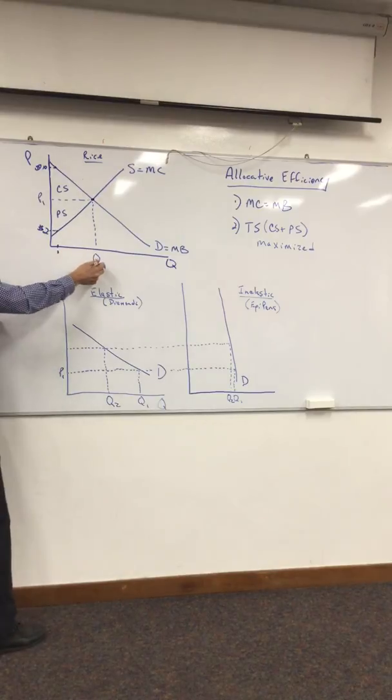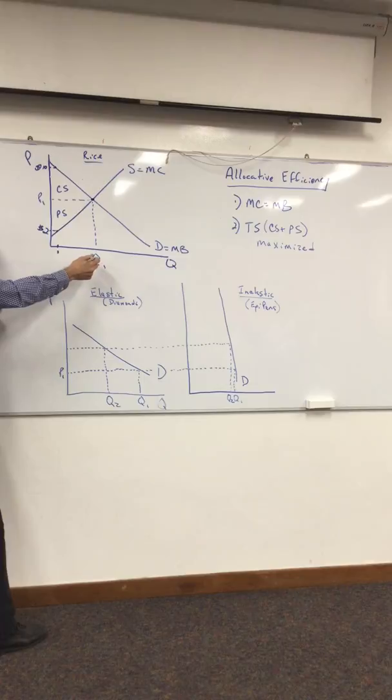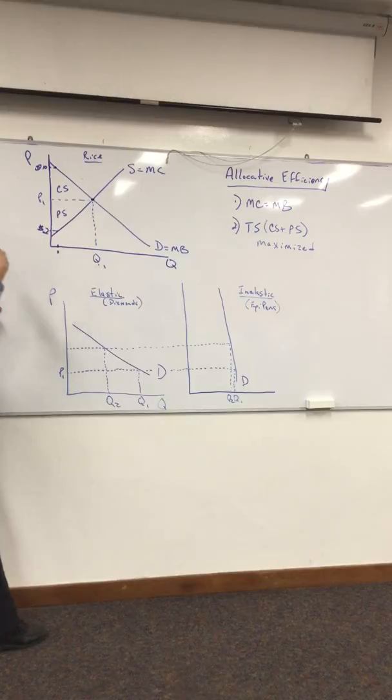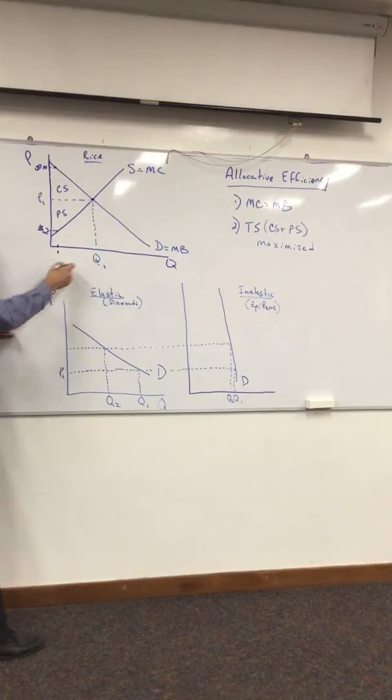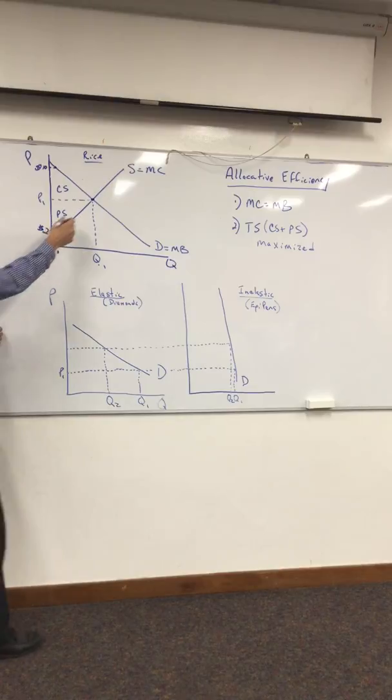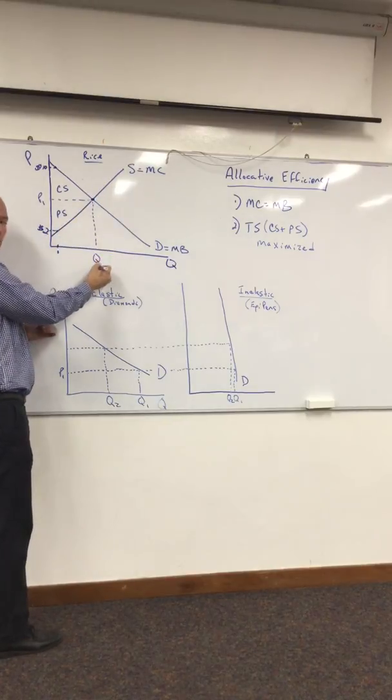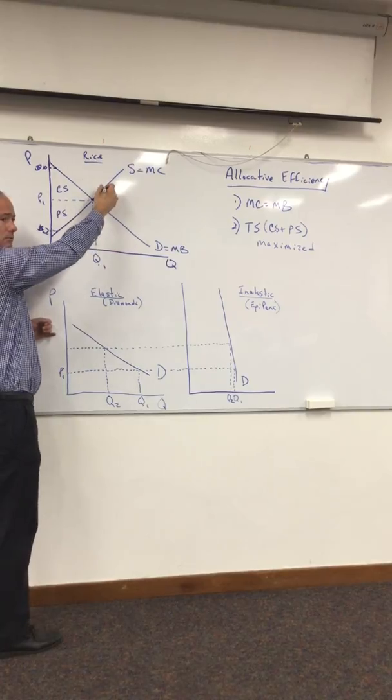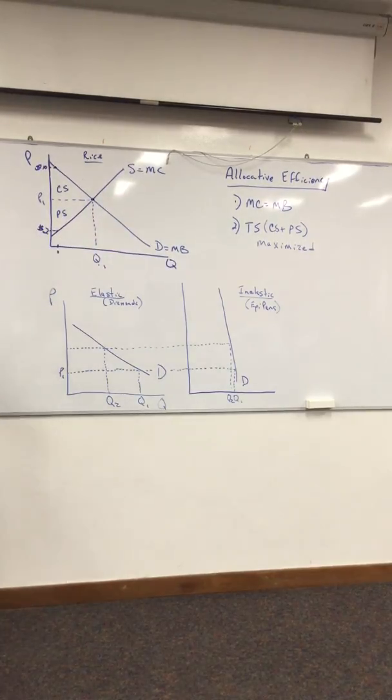Any amount of production less than Q1 would mean that the marginal benefit is greater than the marginal cost of producing that last unit, and we should produce more. Anything less than Q1 means there's an under-allocation of resources to the production of the good. We could add to consumer and producer welfare, consumer and producer surplus, by producing more. Okay? Anything greater than Q1 means that the cost, what we're giving up in terms of potatoes, is greater than the benefit, what we're getting from producing the rice.